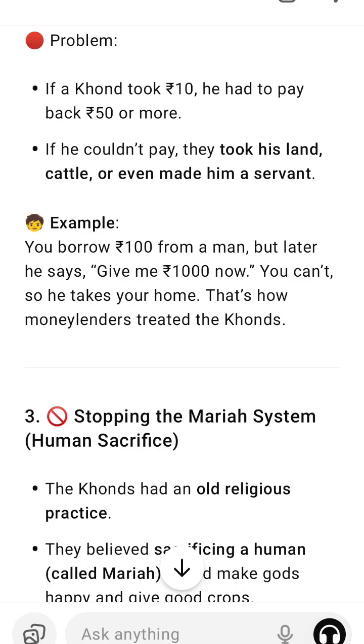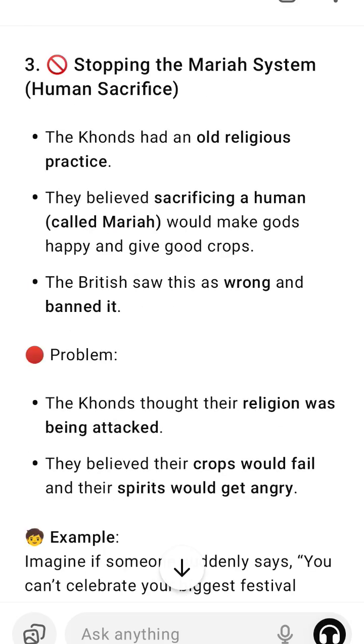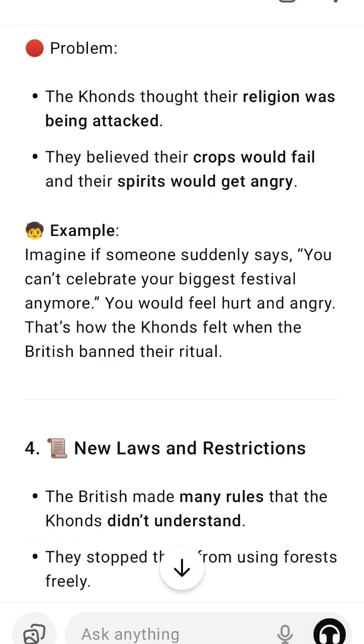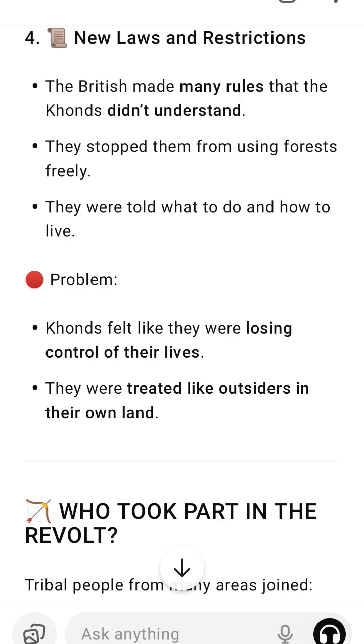They farmed, hunted, and worshipped their gods in traditional ways. They did not use much money, and they lived freely without any outside rule for centuries. Why did the Kands revolt? The Kand Revolt was a strong and violent resistance against the British government, which had started ruling Odisha.